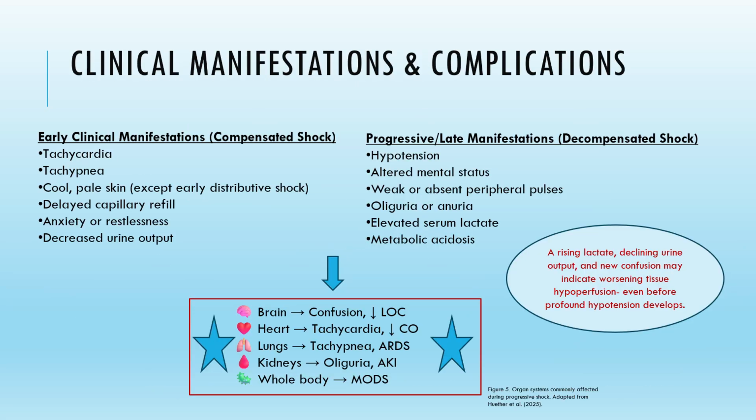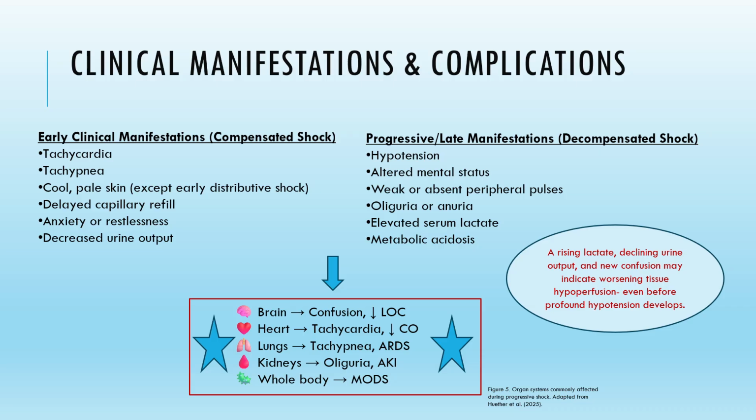As shock progresses, the clinical manifestations reflect the body's attempt to maintain perfusion to vital organs. During the early or compensated stage of shock, activation of the sympathetic nervous system produces tachycardia and tachypnea, while peripheral vasoconstriction redirects blood flow toward the heart and brain. As a result, patients will often present with cool, pale skin, delayed capillary refill, decreased urine output, and feelings of anxiety or restlessness.